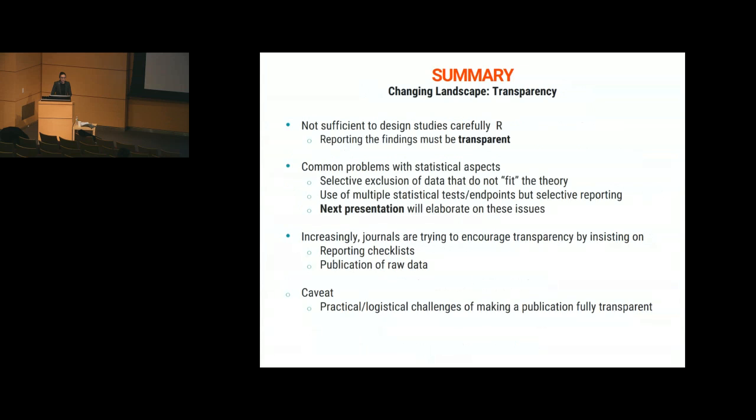In terms of transparency, I would just summarize that the findings have to be transparently reported. There are problems in terms of excluding data points, animals or otherwise, patients that do not fit the theory, and we're going to show examples shortly, or using different hypotheses, tests, and endpoints, but selecting only a subset.